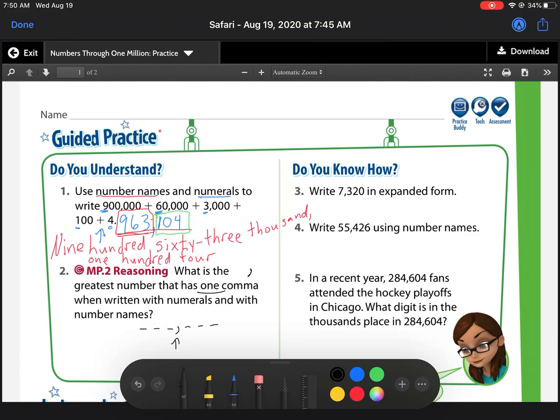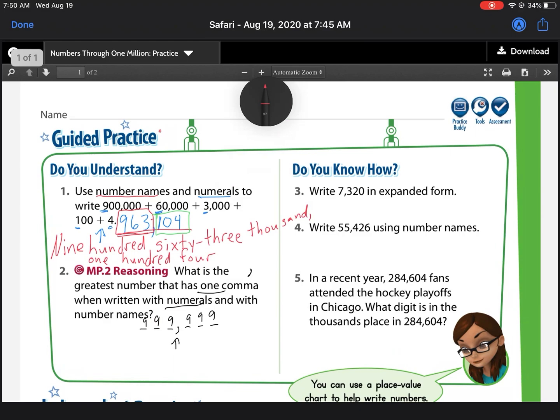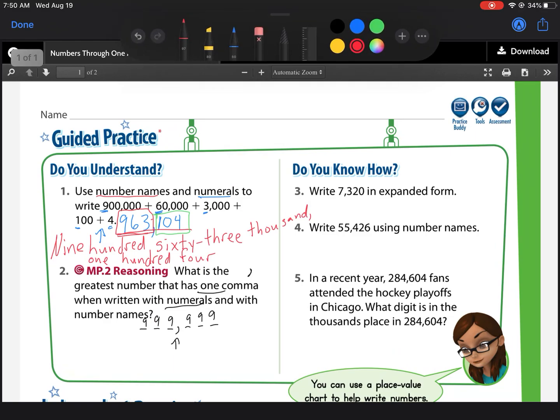So what do I have here? I have 6 place values. What's the biggest number I could put in? If I put in a 1, you'll notice I can get even bigger by putting in a 2. But is there an even bigger number I can put in? What about a 9? That's the biggest number I can put in each place value. So my biggest number as a numeral is 999,999. But it also says it wants me to do that with the number name.